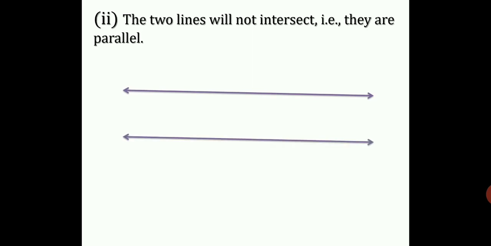Now the second condition: if the lines do not intersect each other, maybe they are parallel. Parallel lines are lines which, when drawn on the plane, do not intersect each other at any point. This is called parallel lines. What is the third condition? The two lines coincide. They lie on each other.